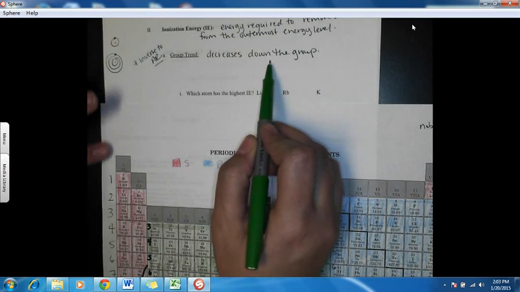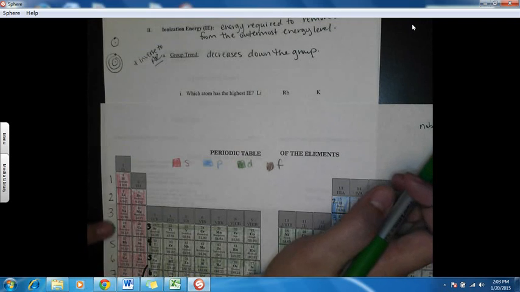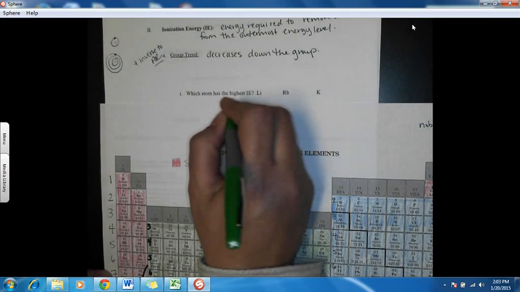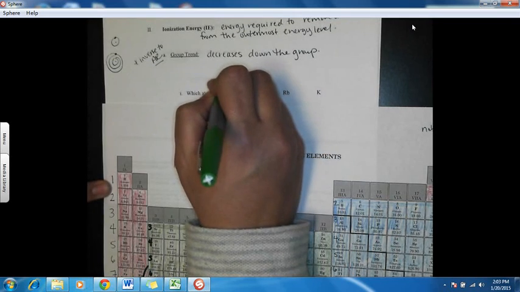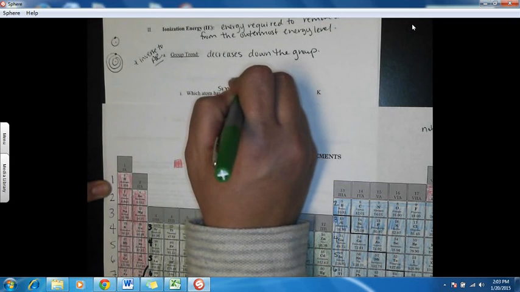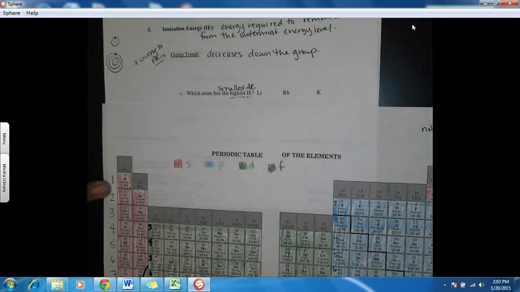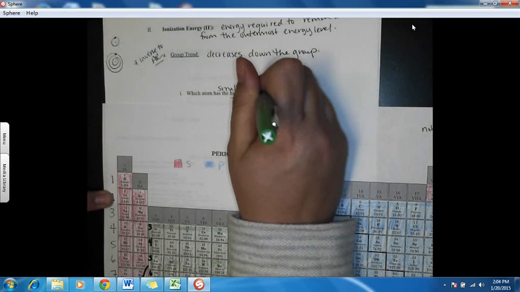Alright, so which of these will have the highest ionization energy? Now remember, we just said it decreases down the group. So the further down you go, the less the ionization energy is. We want the highest ionization energy, so we want the one that's furthest to the top. Or another way to say that would be the one that has the smallest atomic radius. And so we have lithium, potassium, and rubidium. And so in this case, highest will be lithium.